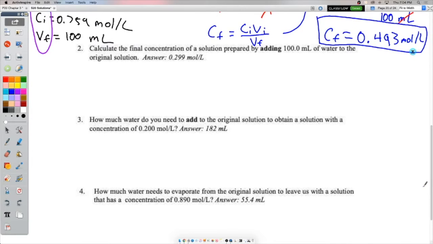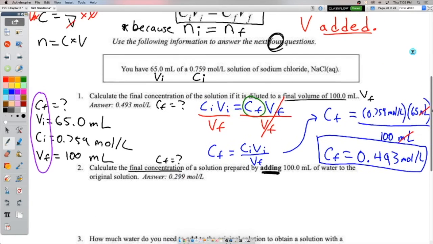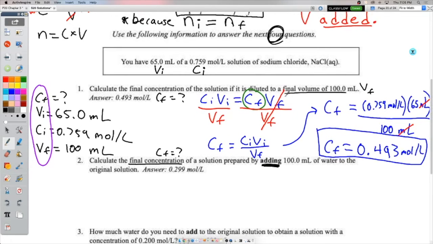Look at the next one. Calculate the final concentration. So CF is what I want, of a solution prepared by adding, so be careful here, by adding 100 mils of water to the original solution. Use the following information to answer the next 4 questions. So we're still talking about this old stuff. It's just saying we're doing something different now. So forget question 1, question 2, but still using that information.